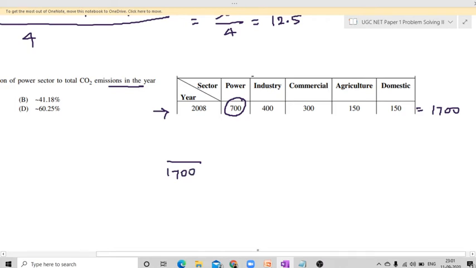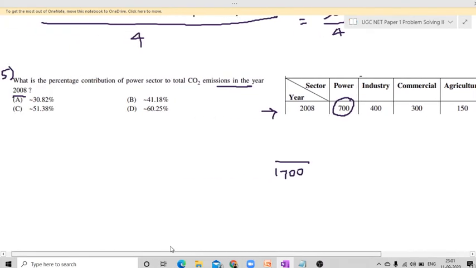Let's again come back to the question. The question is asking us to find what is the percentage contribution of the power sector. So that is, the power sector is occupying how much portion, that is, out of 1700, the power sector is occupying a portion of 700. This is equal to what percentage? So for that we have to do this calculation, right? Yeah, fine. Once we do this, we can very easily get the answer.